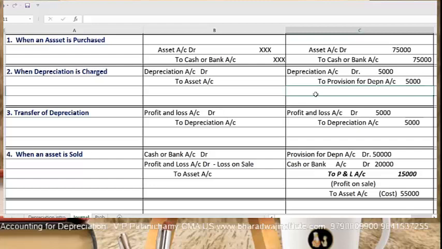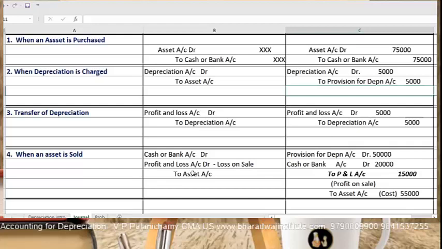In the ledger, it will appear at cost price. While preparing the balance sheet, the asset minus the total provision for depreciation will reduce. We will put assets at cost minus accumulated depreciation.